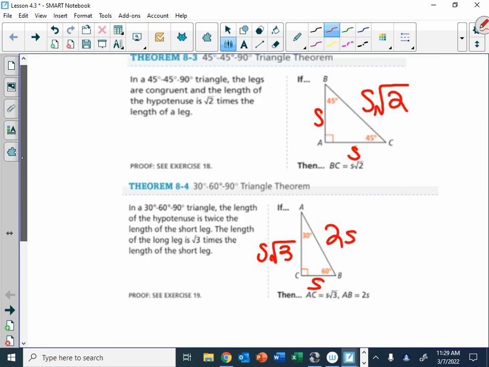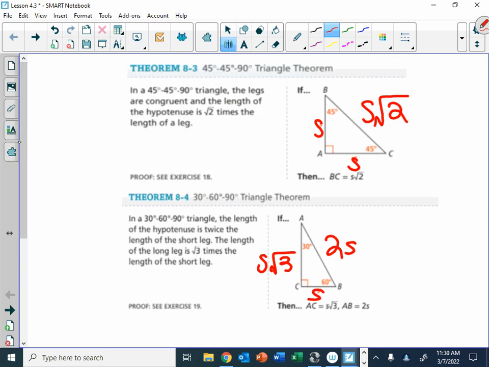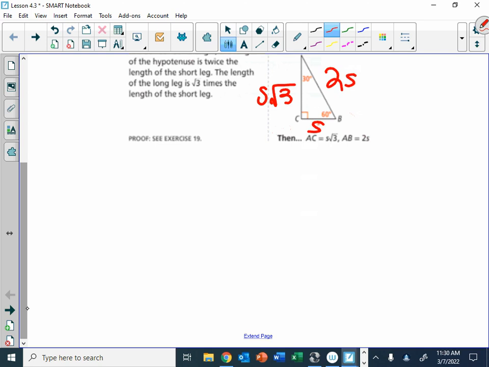So to recap, for a 45, 45, 90, the legs are congruent to each other, we'll label them as S. The hypotenuse is S times the square root of 2. For a 30, 60, 90 triangle, the shortest leg, which is across from the 30-degree angle, is always S. The leg across from 60 degrees, your longer leg, is S times the square root of 3, and your hypotenuse is 2S. You need to know those for your quiz tomorrow, and for your test, obviously.